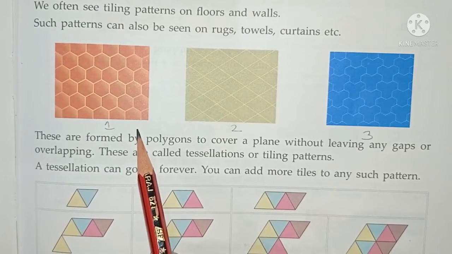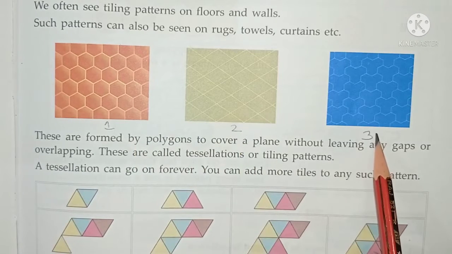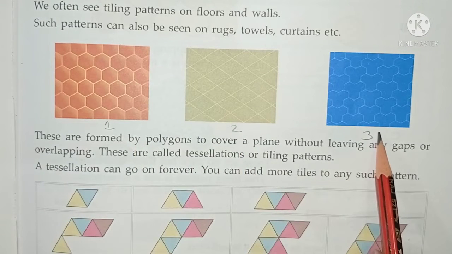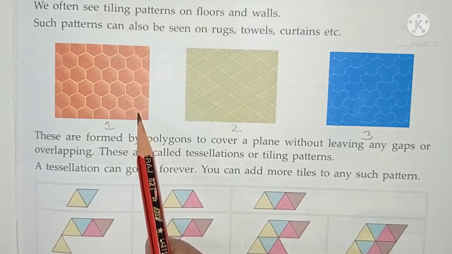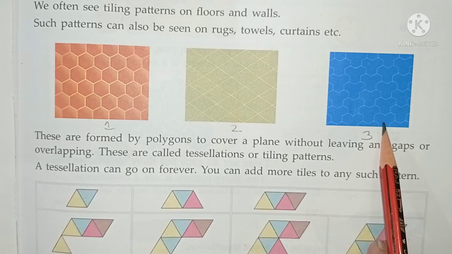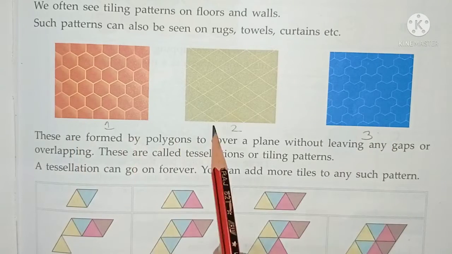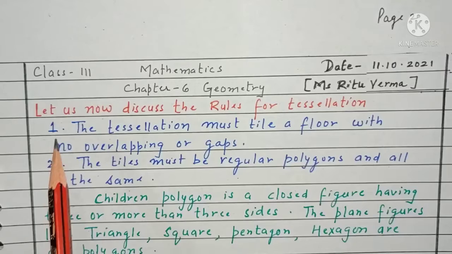Please observe the tiling pattern in figures 1, 2 and 3 on page number 103. See the pattern very carefully. Can you see any overlapping in this pattern? No, there is no overlapping and there are no gaps. Can you see any gaps here? No, there are no gaps.